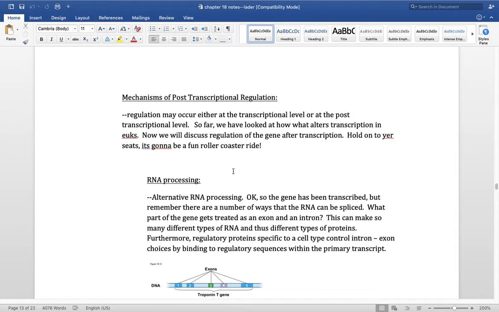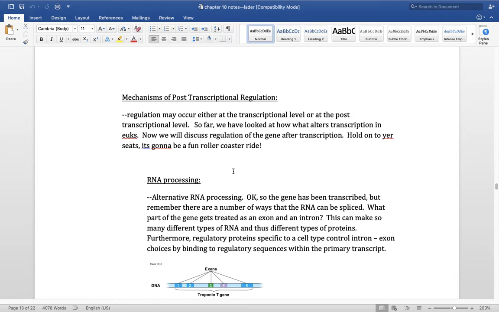Either we transcribe or we don't. So if the activator proteins are there, it goes. If the activator proteins are not there, it doesn't go. If repressor proteins are there, it stops it. If repressor proteins are not there, it goes. Okay, so we can regulate right there at transcription.